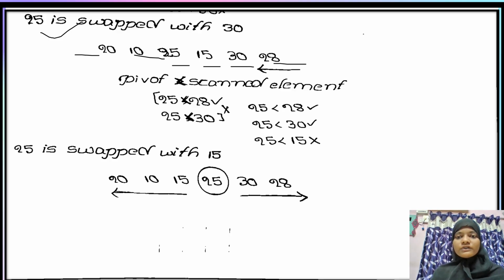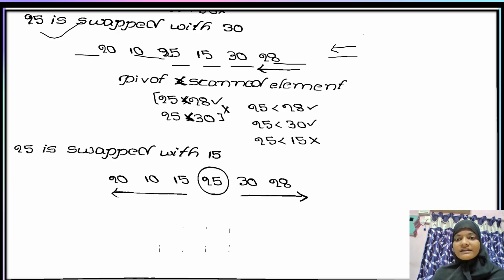As we all know, one pass would be completed when the array comparison has happened from the right side and from the left side. Both the comparison from right side and left side is completed, so one pass is completed. Now let us start the second pass.